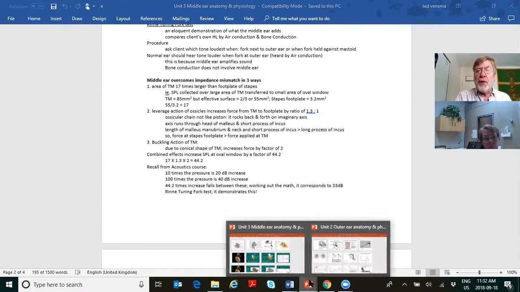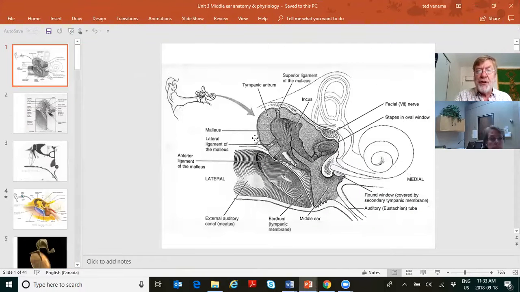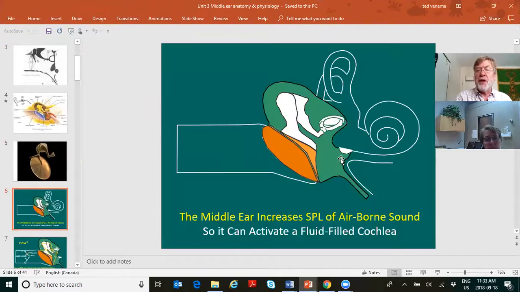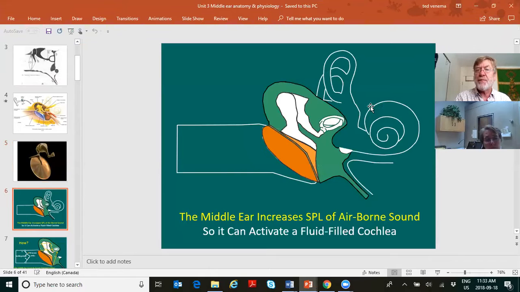And if we go to our PowerPoint slides, we'll see where that sits. When you're looking at that leverage action, you could draw a line right through where my cursor is going, right here. And that would be the fulcrum upon which the middle ear ossicles turn. And then you'll note this is a little bit longer than the long process of the incus. Of course, the eardrum size or area relative to the footplate of the stapes is the main contributor. And we'll move on down. You'll see again the size of the drum relative to the size of the footplate of the stapes.